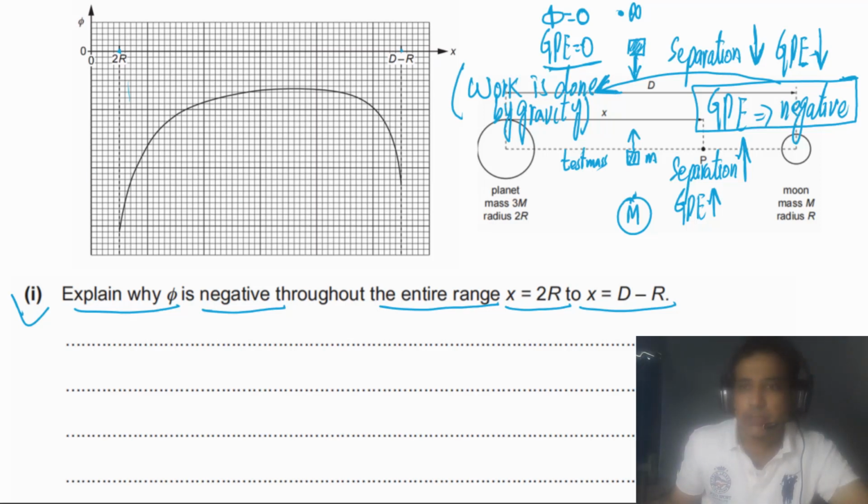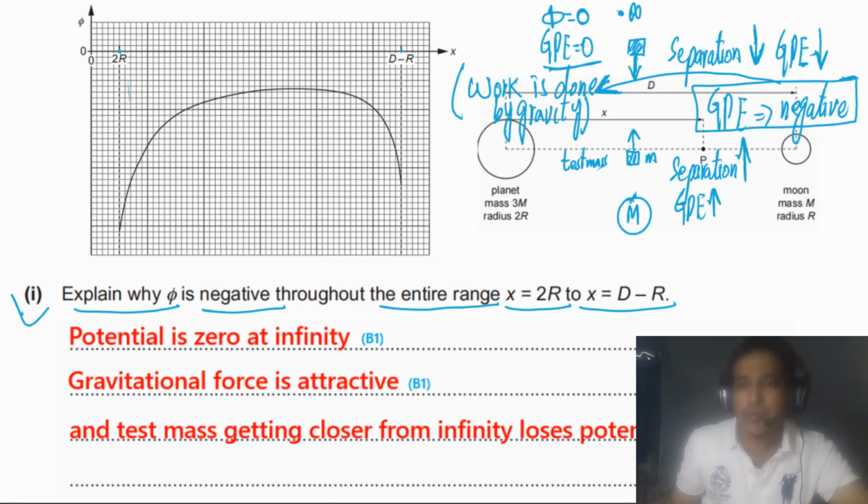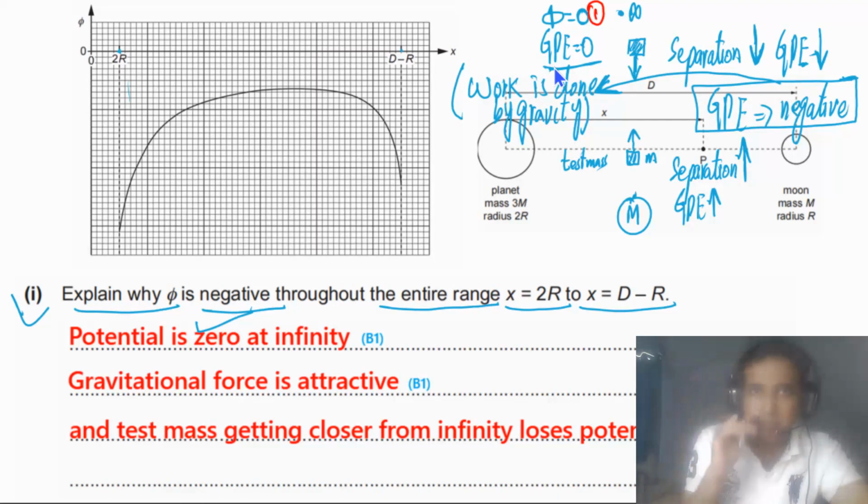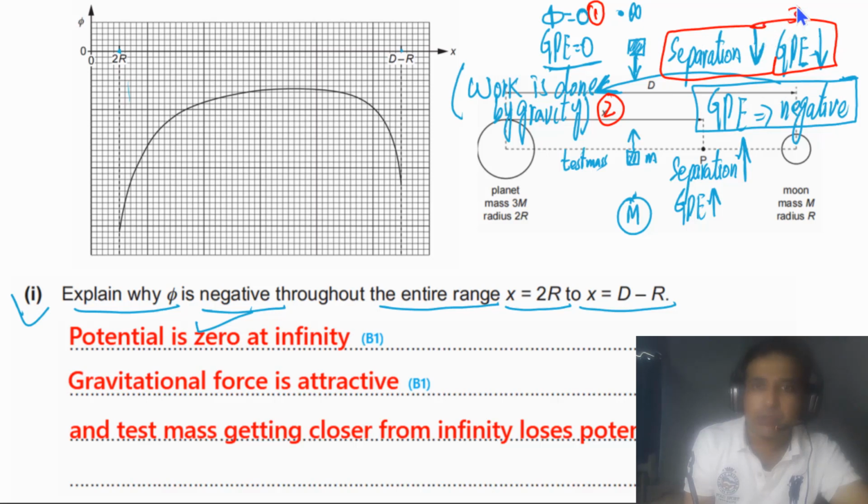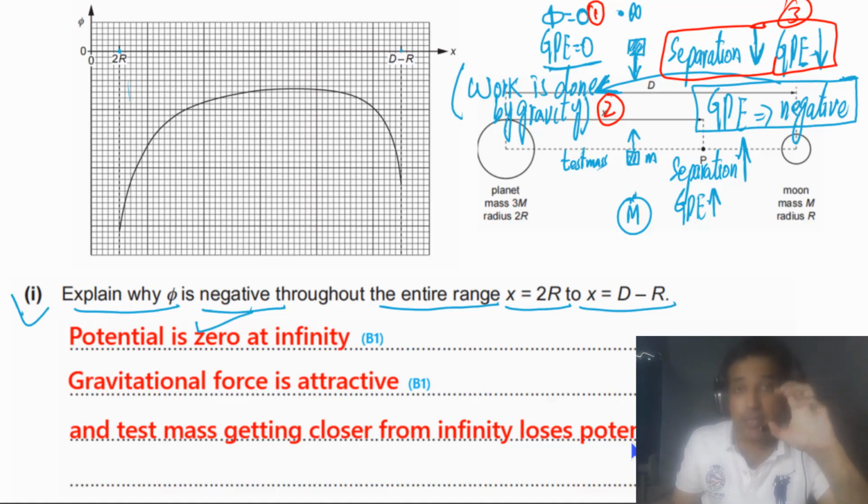So let me show you how you can write down your final answer. In your final answer you can mention these 3 points. One point you can say potential is 0 at infinity. We have already discussed that potential at infinity is 0. Second, you can say gravitational force is attractive, or you can say when work is done by gravity GPE decreases. The third point we can say as separation is decreasing, GPE is decreasing. So these 3 points you have to mention in your answer. And this question is very common, so you have to master this concept.